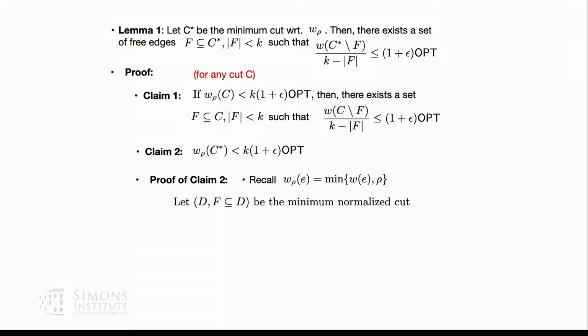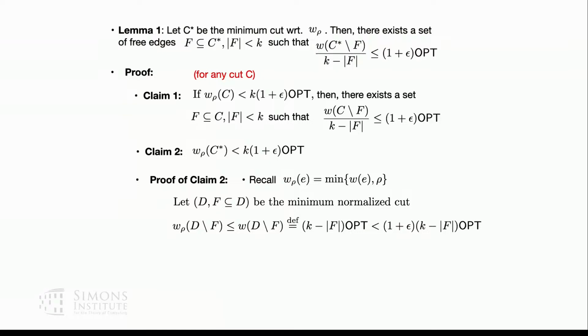Let's first prove claim number 2, which is quite straightforward. Let's take a look at the definition again. This is a truncated weight, so the weight is the minimum between the original weight and the threshold. Let's say that the optimal normalized min cut is of the form D and F. Then we can first show that the truncated weight is at most the original weight, by definition of the truncated weight. And by the definition of being the optimal normalized min cut, this is the same as k minus f times epsilon. This is just the definition.